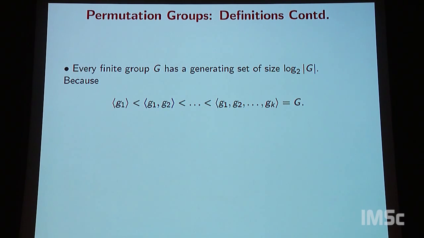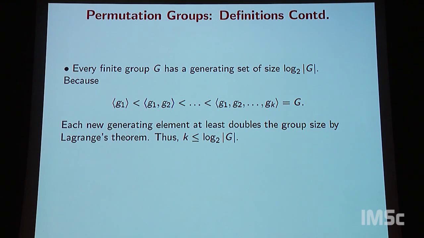And when I throw in a new element, by Lagrange's theorem, I know that the size of the group must at least double because the size of a subgroup divides the size of the group inside which it sits. So at every stage, I at least double the size of the group that I generate, which means by the time I pick log cardinality G to the base 2 many elements, I have a generating set. So in particular, when we are talking about subgroups of Sn, log of n factorial is enough for me to describe any subgroup of Sn by generating set.